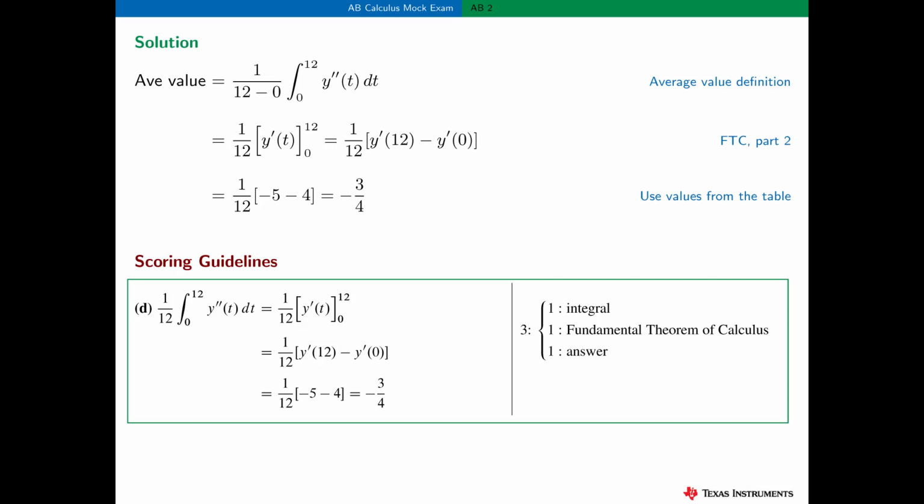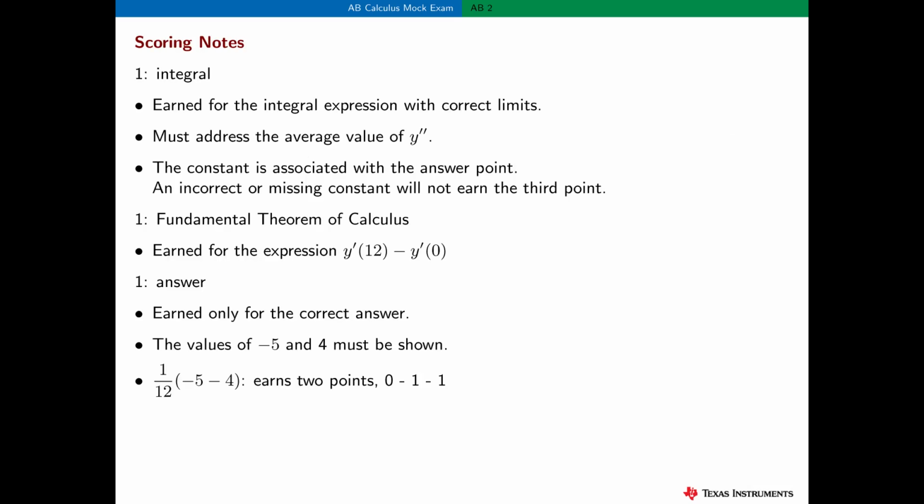Part D is worth 3 points. 1 point for writing the correct definite integral as part of the definition of the average value of a function. 1 point for using the Fundamental Theorem of Calculus correctly, and 1 point for the final answer. Here are some interpretations of these guidelines to help award points and to prepare for problems like this on the next AP Calculus exam.